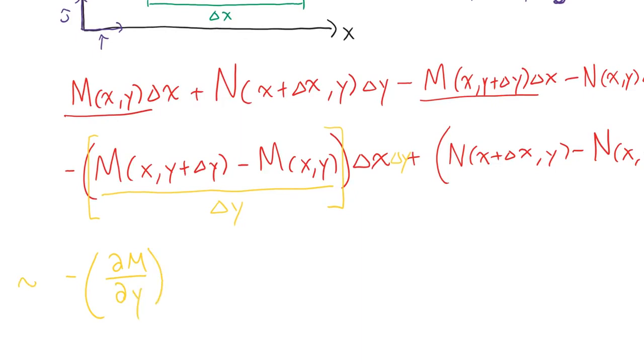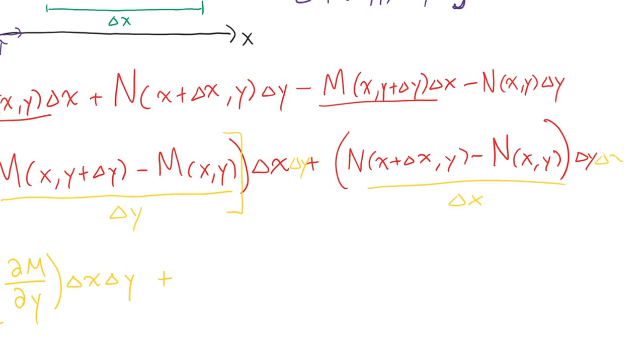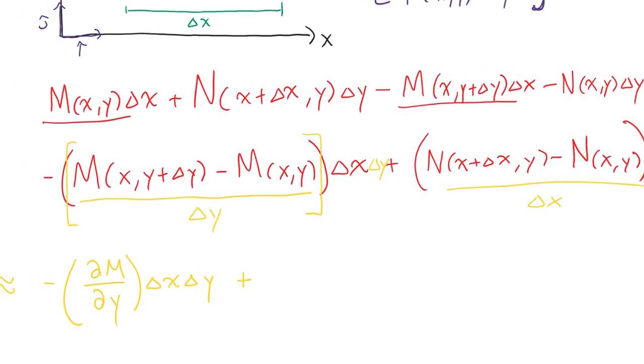And so this is approximately equal to that. And now we have delta x and delta y. And then likewise, right here, if we were to divide this by delta x and then multiply this by delta x so they cancel out, well, this would be the change in n over the change in x, which would be approximately equal to partial n partial x. And now we have to multiply by our delta x and our delta y.